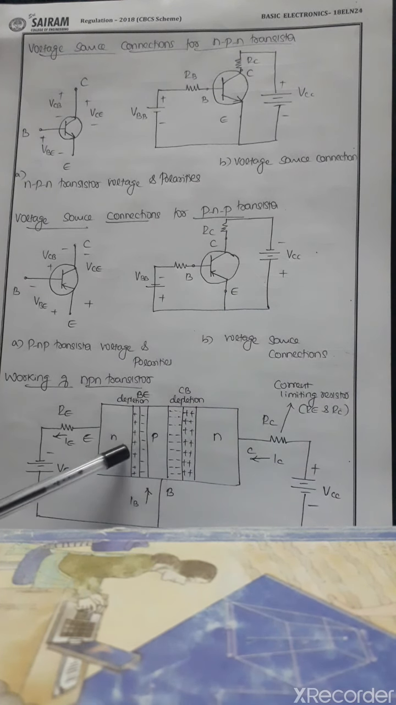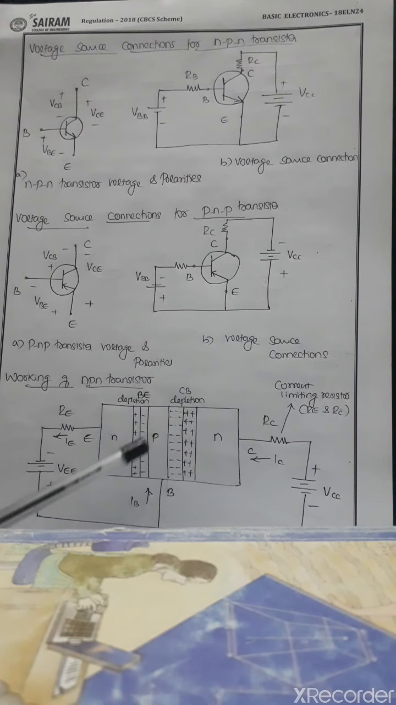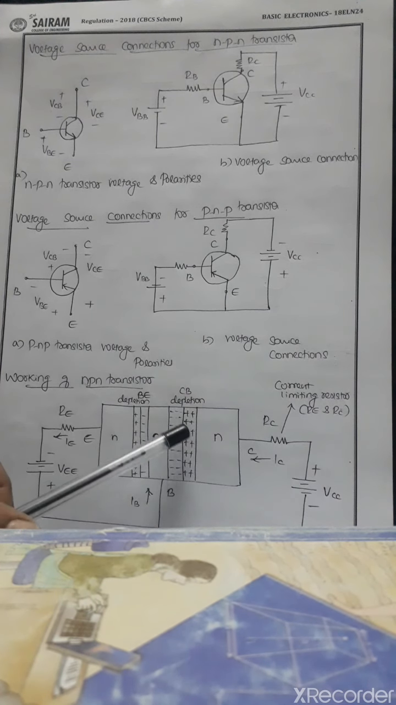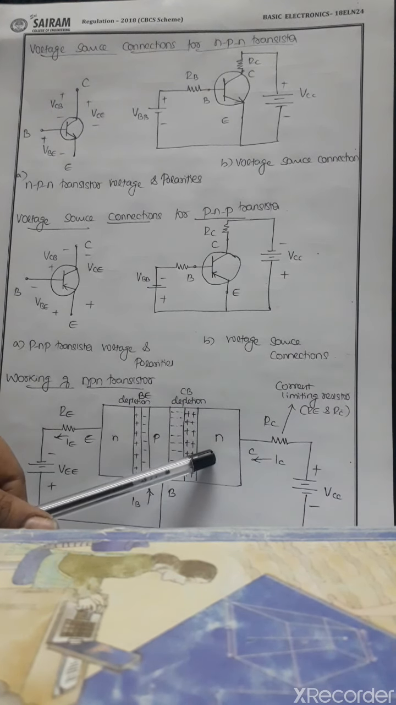The electrons moving towards the base will combine with the holes available in the P type. As the base is very thin and lightly doped, some of the electrons will recombine with the holes available in the base, and this constitutes a base current, represented as IB. Since it is lightly doped, only a few of the electrons will combine with the holes here. The remaining electrons from the emitter will move towards the N type here.